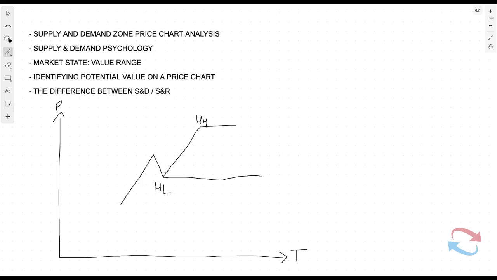This is where I'm considering this to be an absolute bargain, because we're looking at it from that's the high, that's the low, that's where demand was at its absolute strongest, and then it got to its absolute weakest right here. And this is fair value.